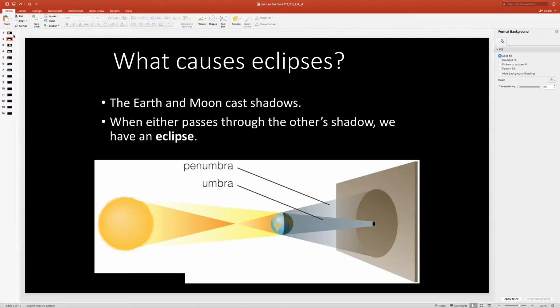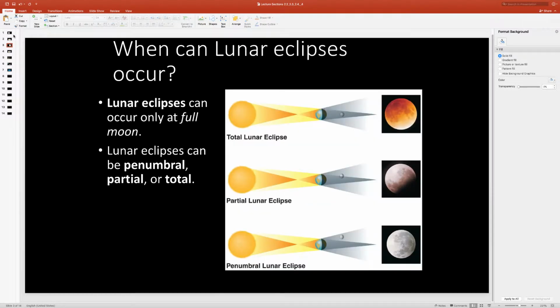Okay. So what about eclipses? Now, the moon and Earth can cast shadows. And when either one passes into the other's shadow, we get an eclipse. All right. So there are two types of eclipses. Well, actually, there's several, but two main types. That is a lunar eclipse and a solar eclipse. So let's go through each one.